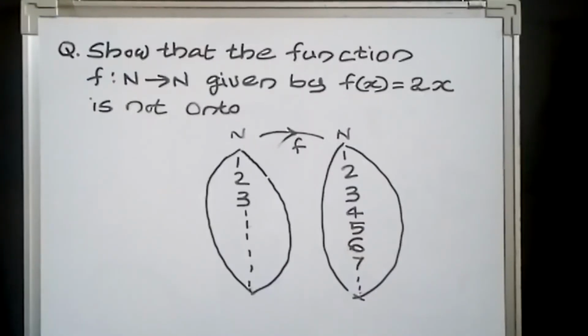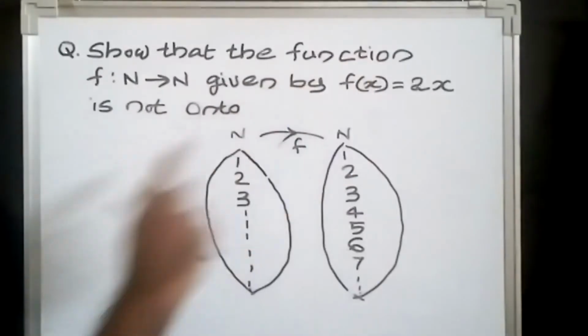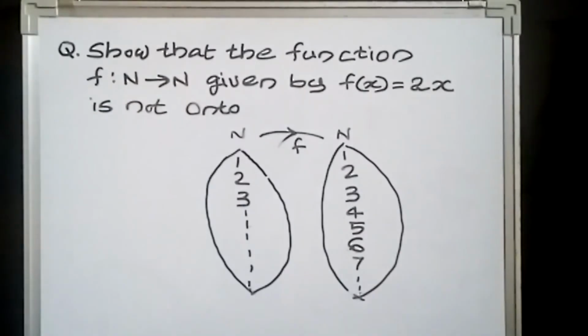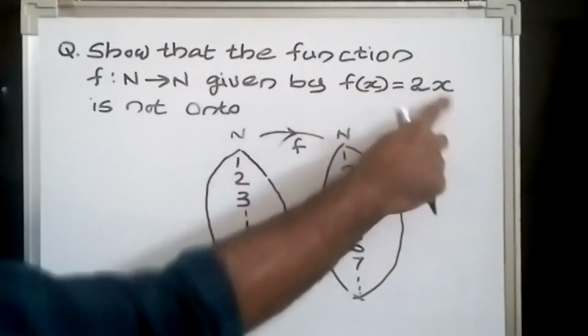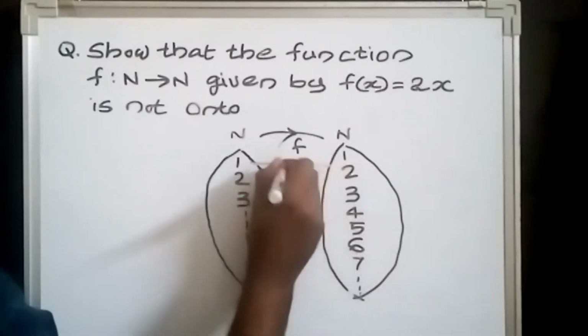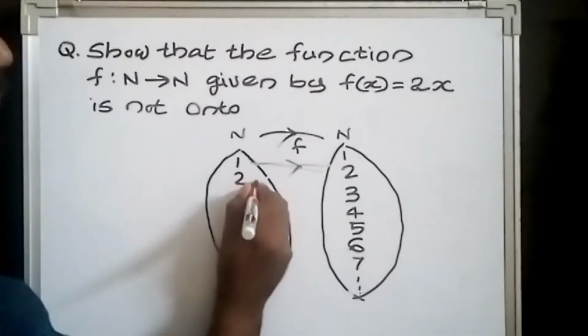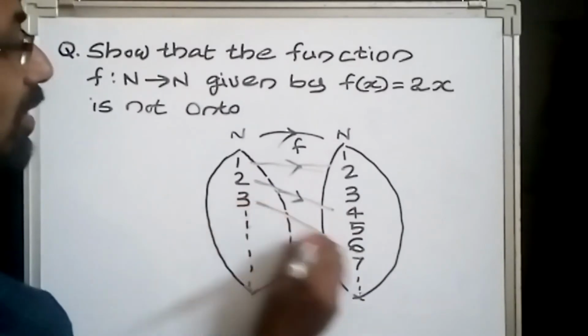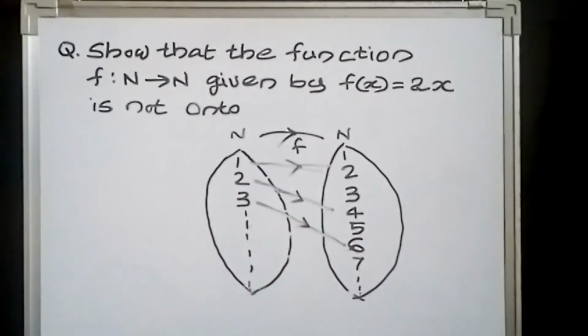Let us go to a problem. The question is: show that the function f defined from N to N, set of natural numbers to set of natural numbers, given by f of x equal to 2x, is not an onto function. The relation is f of x equal to 2x. 1 is related to 2. The element 2 is related to 4. The element 3 is related to 6.